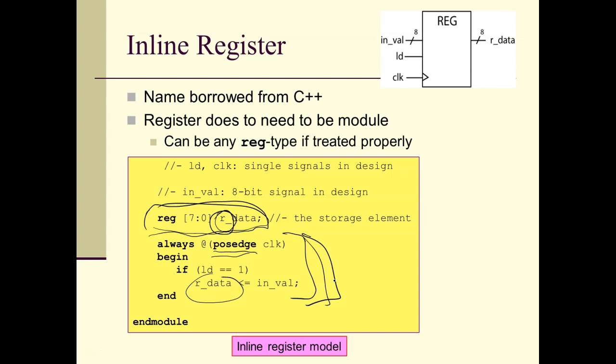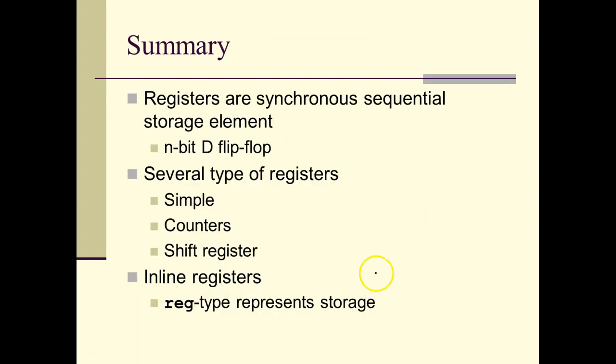Very, very useful in Verilog. That's why I toss it out there. Oftentimes you just need a register somewhere in your design, and you don't really want to go through the rigmarole to instantiate a register. This is a chapter on registers. They're typically sequential, synchronous storage elements. Oftentimes we think of them as n-bit flip-flops, essentially n D flip-flops all connected in parallel. There are several types of registers out there. We only looked at simple registers in this chapter. We'll be getting into counters and shift registers next. And we also took a look at this inline register, which gives us the ability to take an internal signal and induce a register on it.